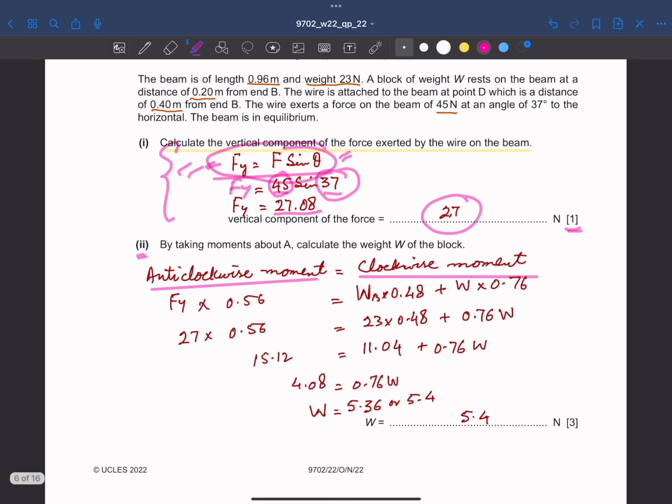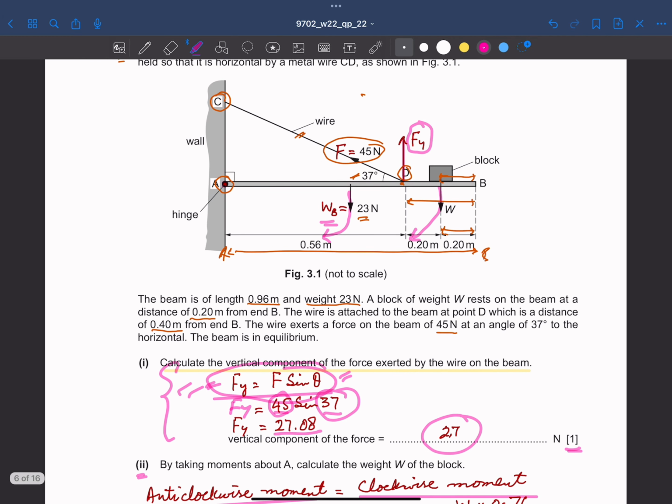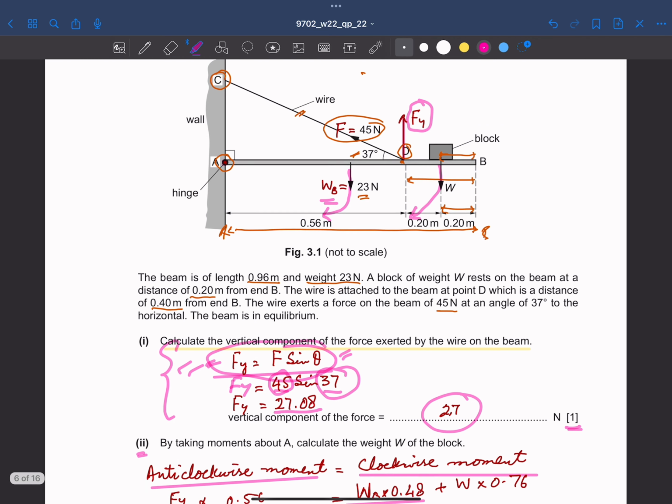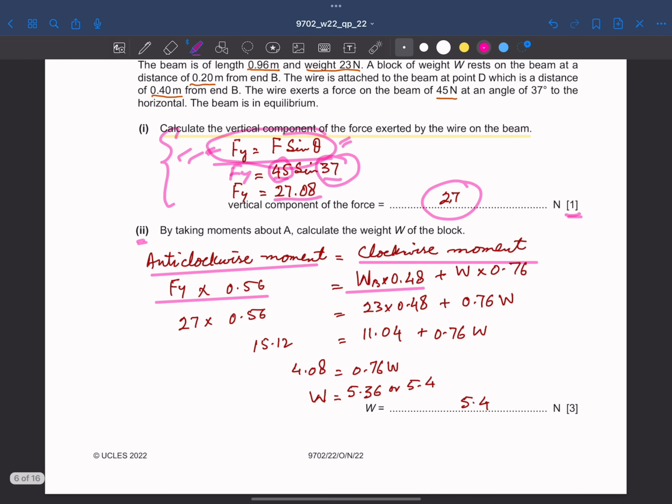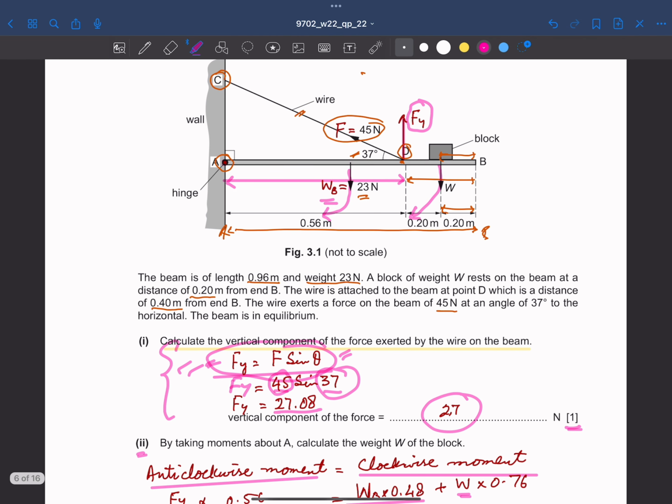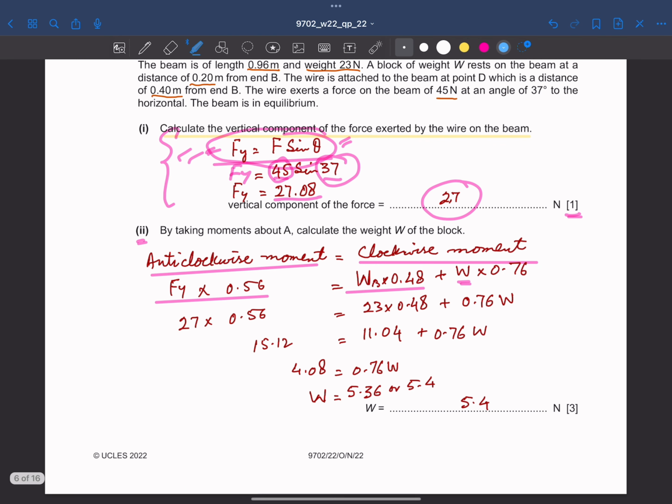So here you have Fy into 0.56 is equal to Wb into 0.48. Be careful when you are considering the Wb, the beam: this will be the only distance. But when you consider the weight of the block, you have to be careful that we are considering not only this distance, but the distance from point A to our weight, which is of course not 0.56 but 0.76. So these are the values you have to take care of.